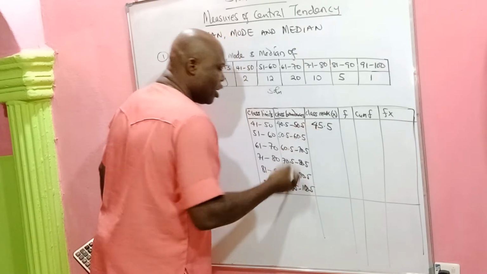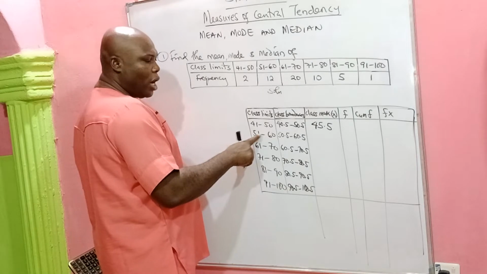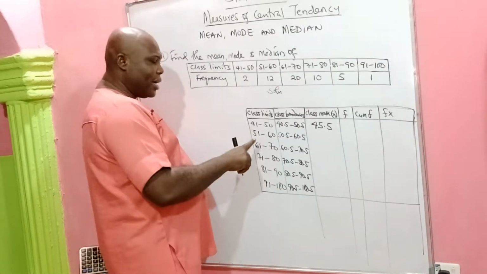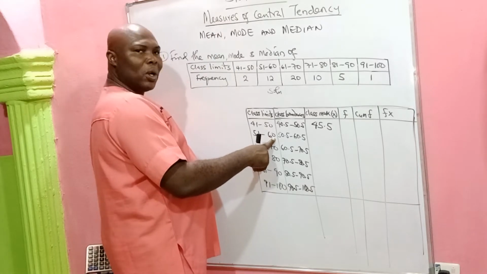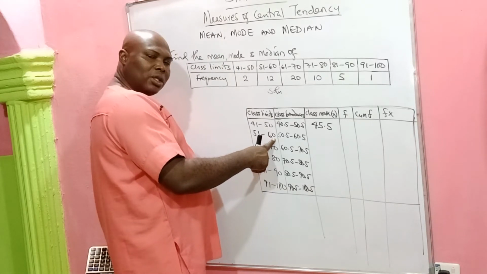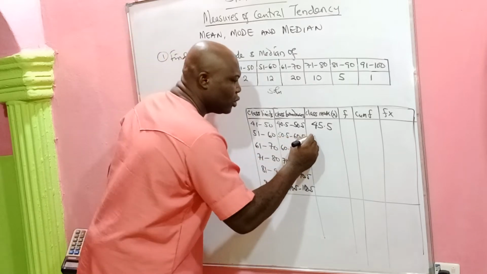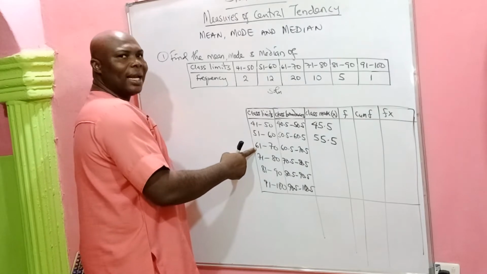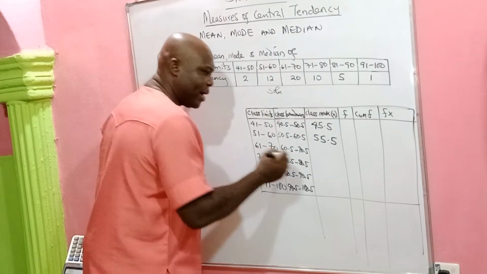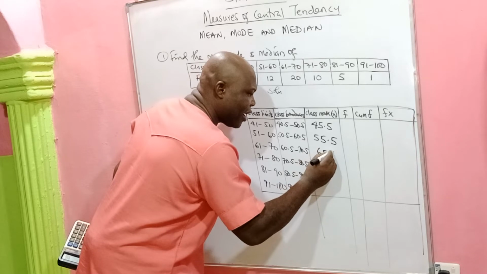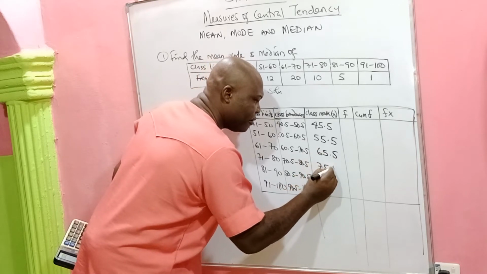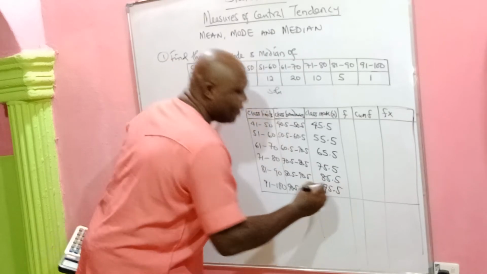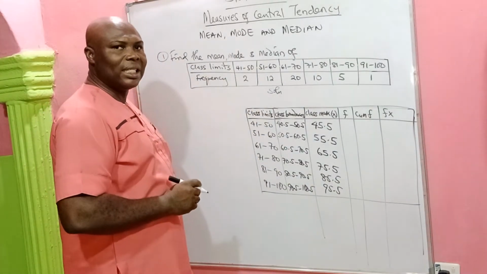That's the class mark. So the next class mark is to add 51 to 60 and divide by 2. Make sure when you're adding 51 to 60, get your value before you divide by 2. You're going to have 55.5. So the next one, 61 added to 70, before you divide by 2. So you have 65.5. So the next will be 75.5, the next will be 85.5, and finally 95.5. So that is the class mark, the representative mark for the class.